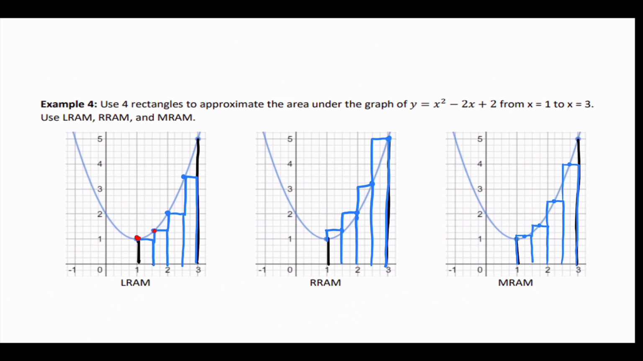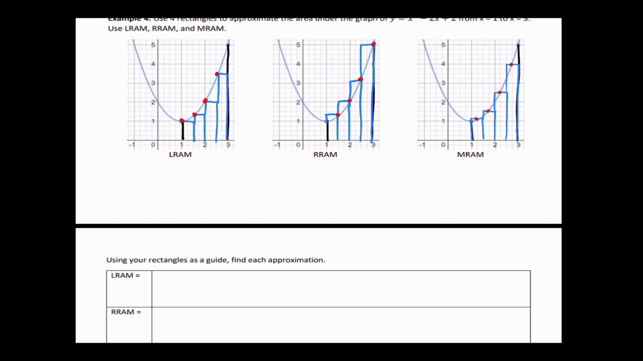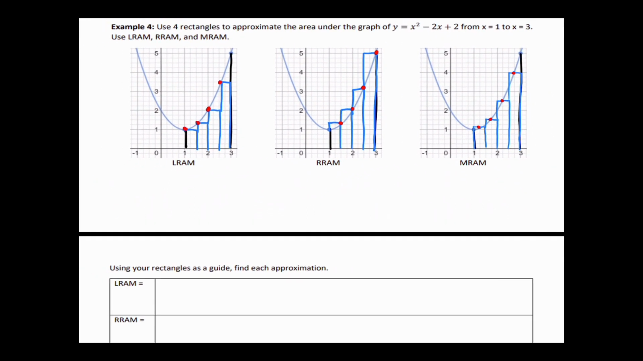Use a different color. So these are examples of LRAM, RRAM, and MRAM. Okay, the dot's in a different spot. That's the difference between them. The dot's in a different spot. Now what you're going to do is find the area of each of those rectangles. Okay? That's what I want you to do.